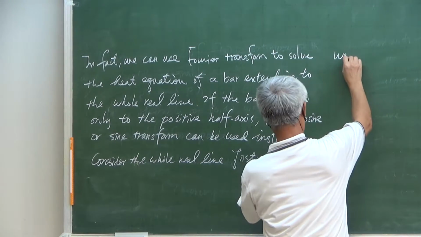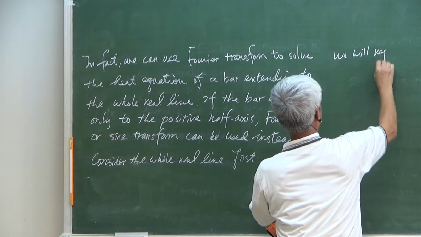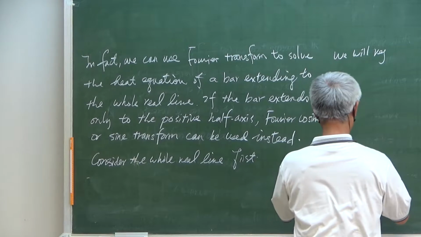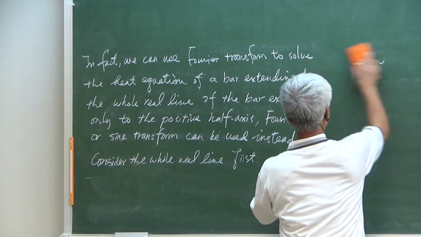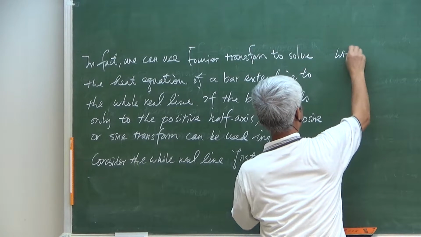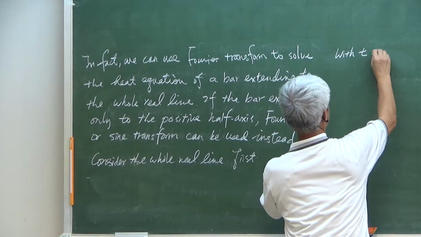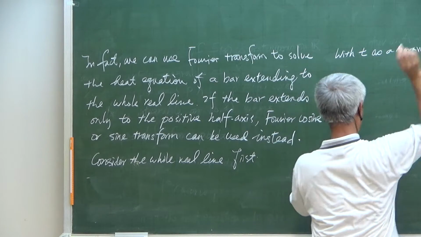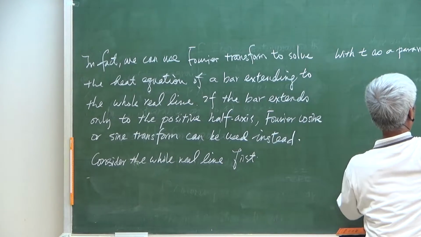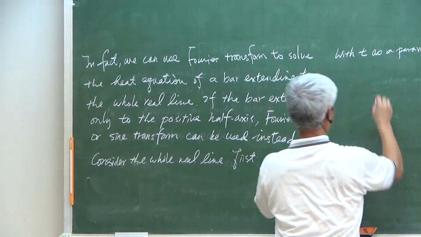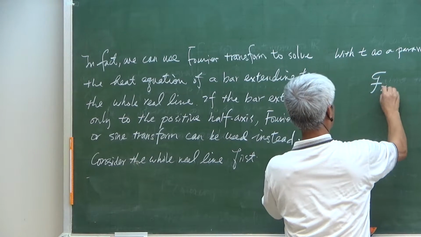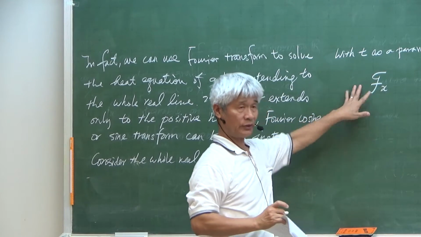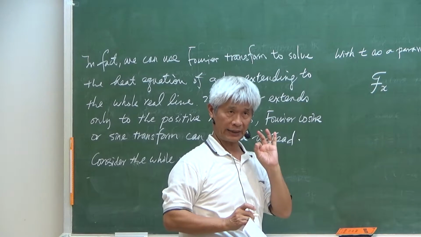Okay, so now with t as a parameter, right? So we have the Fourier transform. I use the subscript to say that this Fourier transform is with respect to the variable x.